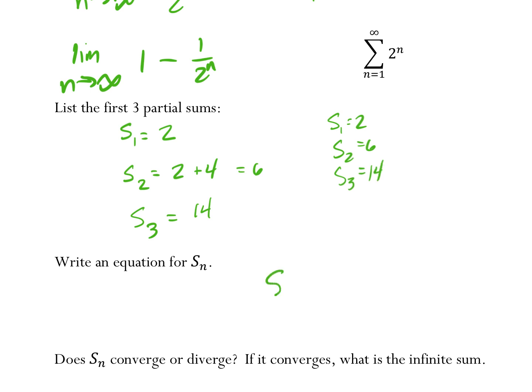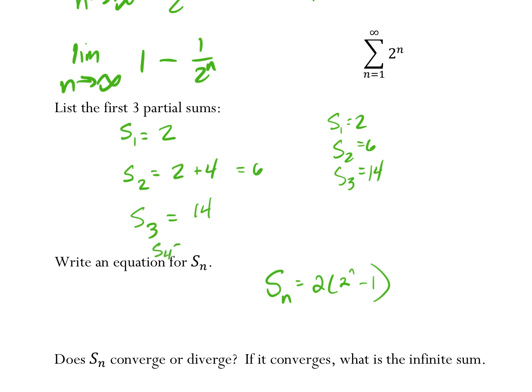And can we write an equation for S sub n here? This one's not nearly as intuitive. It's hard to see it, for sure. Each time, if you double the first number and then subtract one number, that's what it is. Like if you add 1 to 6, it's 7, and you double that, it's 14. If you add 1 to 2, it's 3, double that, it's 6.